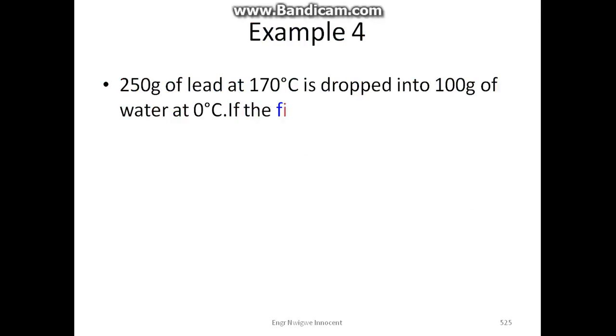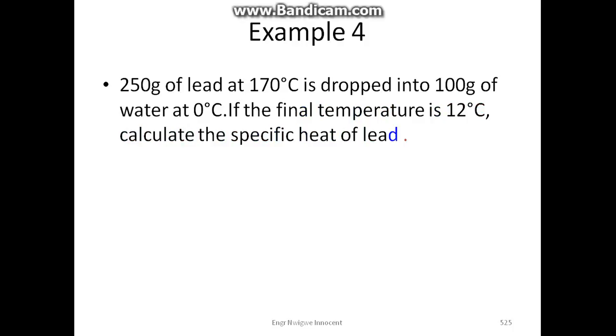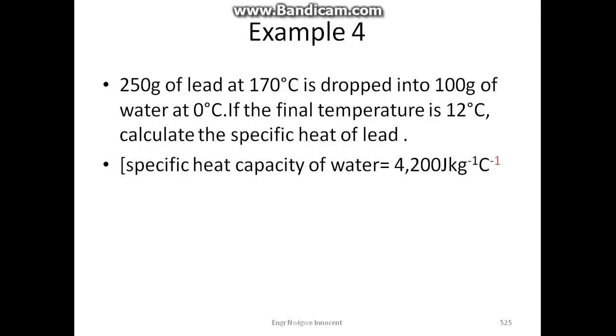Example 4. 250 grams of lead at 170 degrees Celsius is dropped into 100 grams of water at 0 degrees Celsius. If the final temperature is 12 degrees Celsius, calculate the specific heat of lead. Specific heat capacity of water is equal to 4,200 joule per kilogram per Celsius.